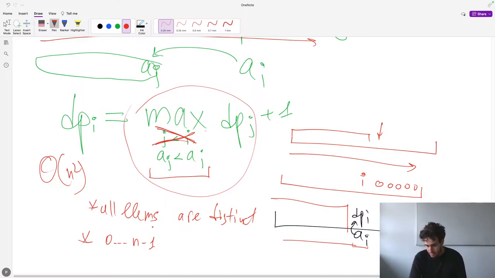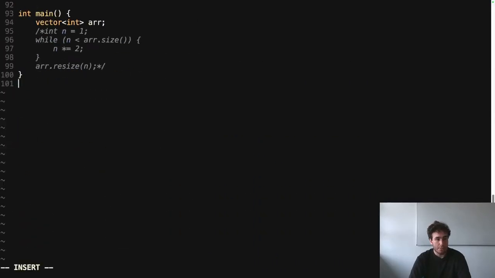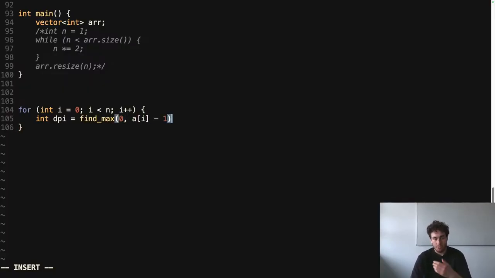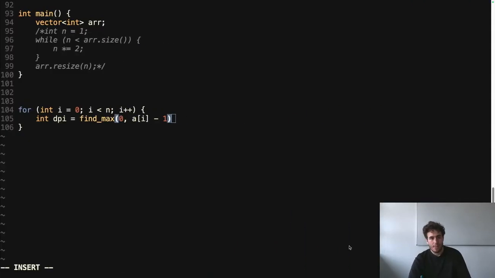If I have these two assumptions, this is a super easy solution. I can just code it in a couple of lines. So I'm just going to compute my DP in normal order from 0 to n. And to find DP[i], I just find the maximum on a prefix from 0 to a[i] minus 1, on the prefix to the left of a[i], and I add 1 to this value.